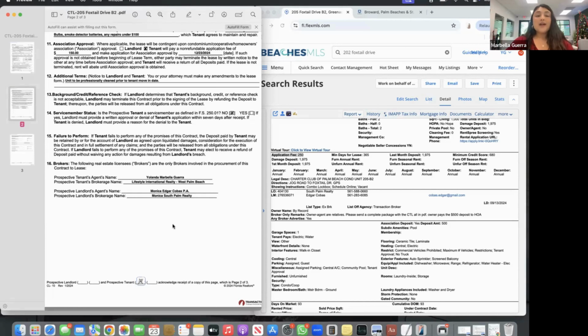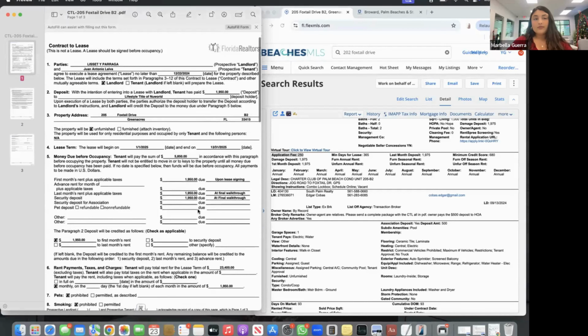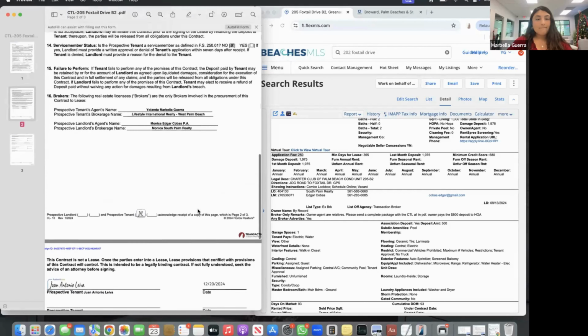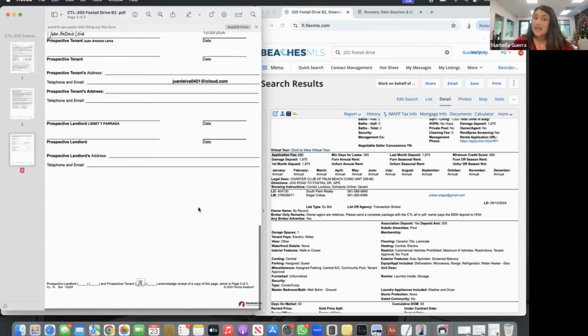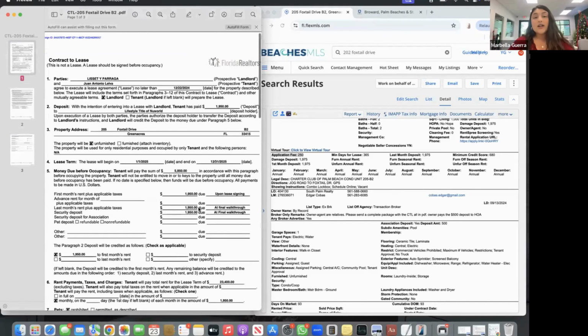Okay. Then the following section, which is the last section, is where you would place your information. Usually transaction desk just automatically populates it for you with your brokerage name and your name here where it says tenant's agent name. And then here you would put landlord's agent name and landlord's brokerage name. Okay. And that's basically it. That is how you would fill out a contract to lease.